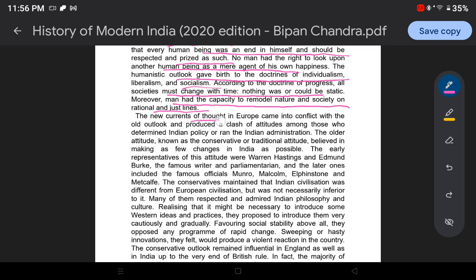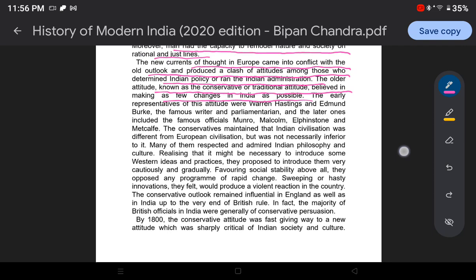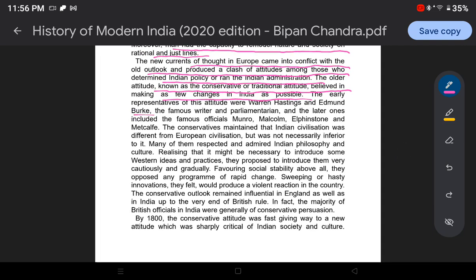New currents of thought in Europe came into conflict with the old outlook and produced a clash of attitudes among those who determined Indian policy or ran the Indian administration. The older attitude, known as the conservative or traditional attitude, believed in making as few changes in India as possible. The early representatives of this attitude were Warren Hastings and Edmund Burke, the famous writer and parliamentarian, and the later ones included the famous officials Munro, Malcolm, Elphinstone, and Metcalfe.